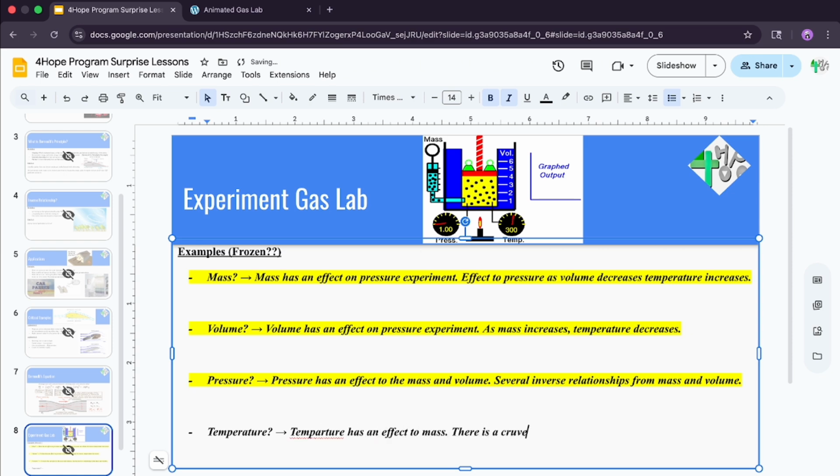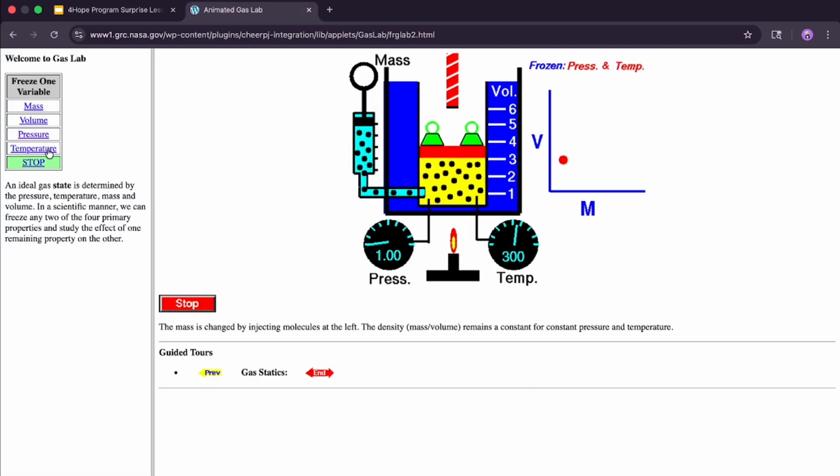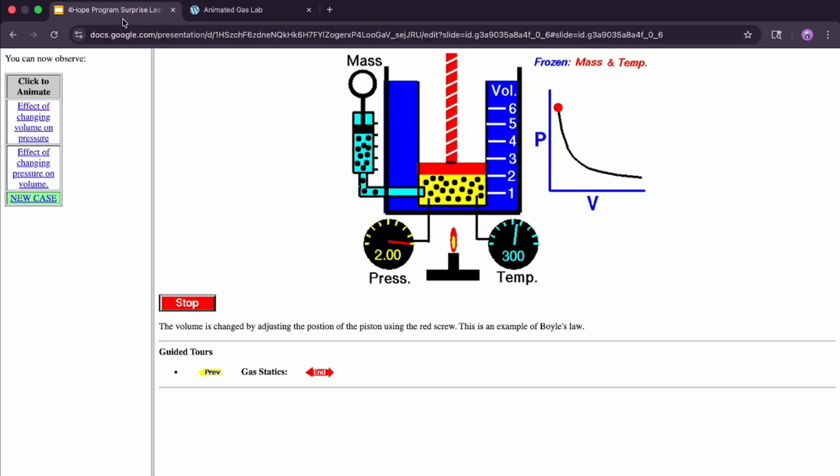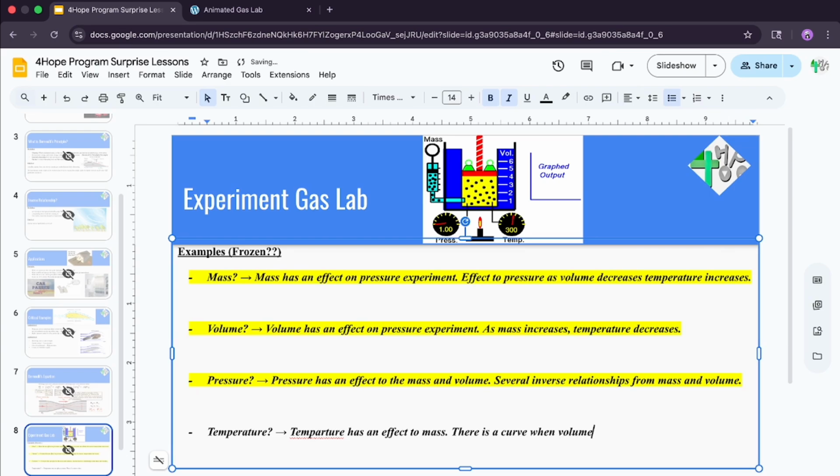There is a curve when we see here that the mass, when volume on pressure is applied. And this curve is an inverse relationship. You can see that this is going the other way. Inverse relationship that occurs when that's happening. So that's very, very cool. It's very interesting to observe here in this experiment.